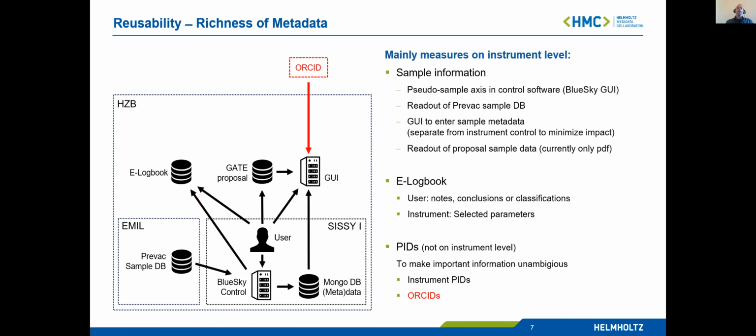So another way to improve the reusability is the use of persistent identifiers to make important information unambiguous. So we implemented instrument PIDs for CC1 and other parts of EMIL to clearly state where the data comes from. Moreover, we make a connection to the higher level service ORCID to get ORCIDs for the users of the experimental team automatically.